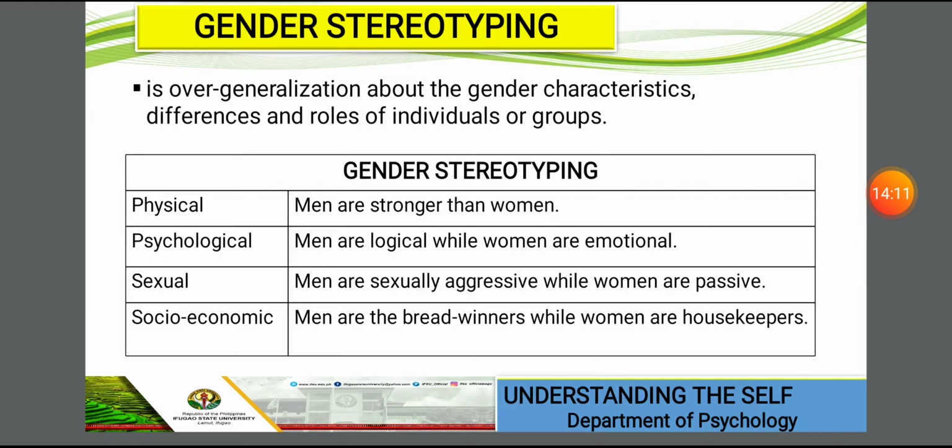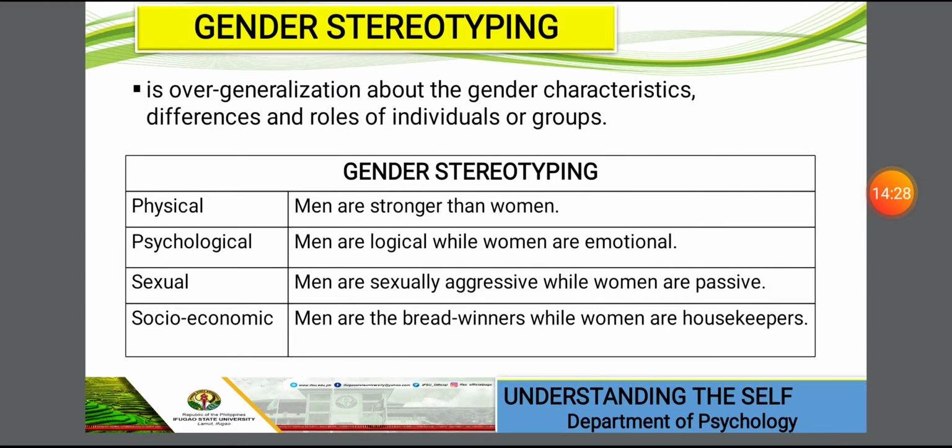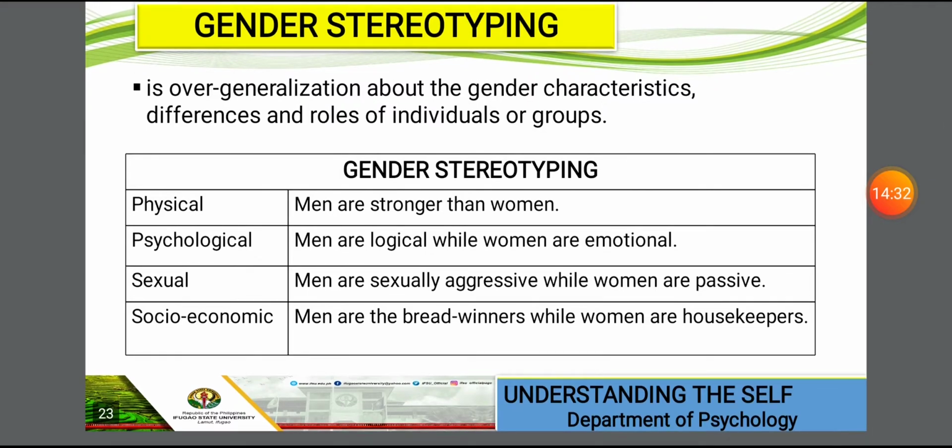Second, in terms of sexual roles, men are sexually aggressive while women are passive. Okay, you just recall the case for gay or not gay. Sino ang more sexually aggressive doon? Next is the socio-economic. Men are the breadwinners while women are housekeepers, but we could now have house husbands. Those who willingly open that experience for their wives also to be empowered, okay? Because they're working outside home.